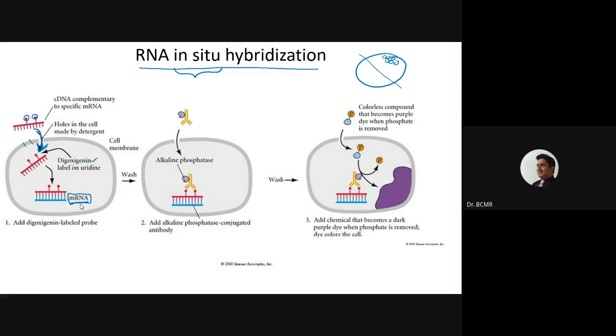And then we add an antibody which is tagged with alkaline phosphatase. This antibody is against digoxigenin, and then it binds to that, and now we have an alkaline phosphatase to which we can add a substrate that is colorless, but because of the action of alkaline phosphatase, which is the label on the antibody, it will convert the substrate into a colored compound.